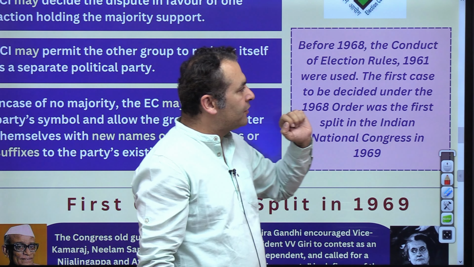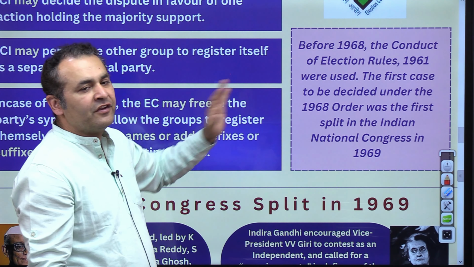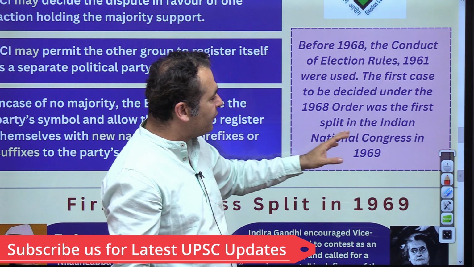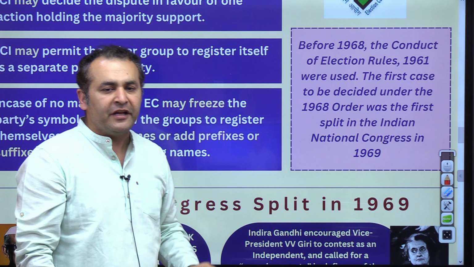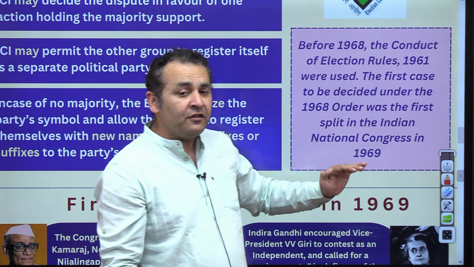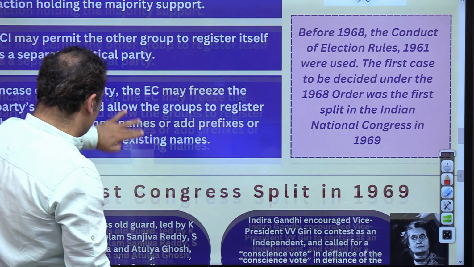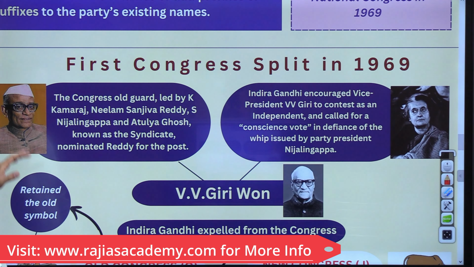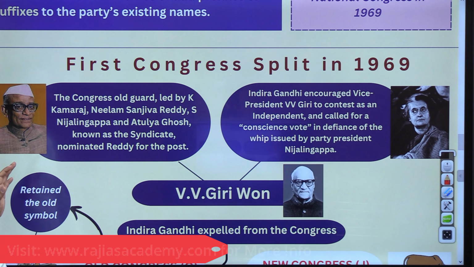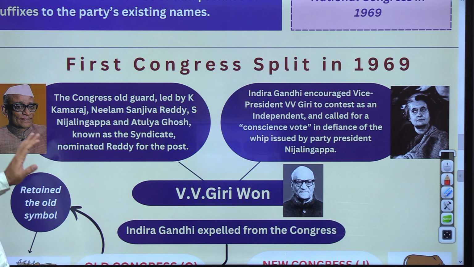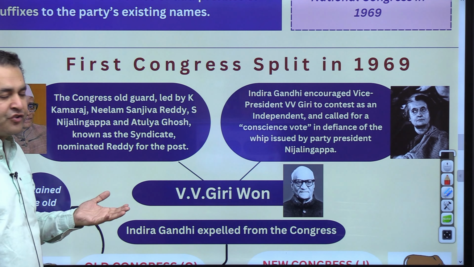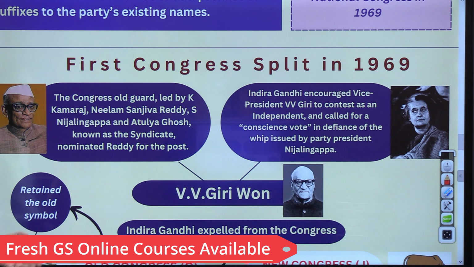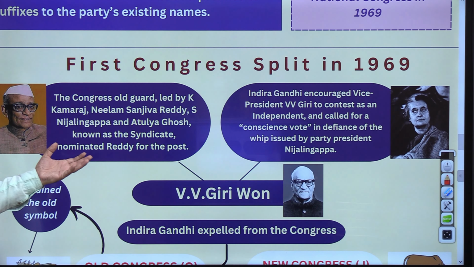Before 1968, the Conduct of Election Rules 1961 were used, right? The first case to be decided under the 1968 order was the first split in the Indian National Congress in 1969. So when this new thing happened, now we should know something about this first split in Congress itself, how it started, what all happened. So there were two groups that were emerging in Congress at that point of time. The Congress old guard, the original members, the old members led by K. Kamaraj, Neelam Sanjeeva Reddy and others, that they were known as the syndicate.